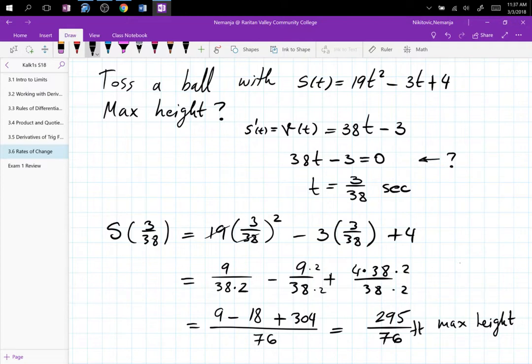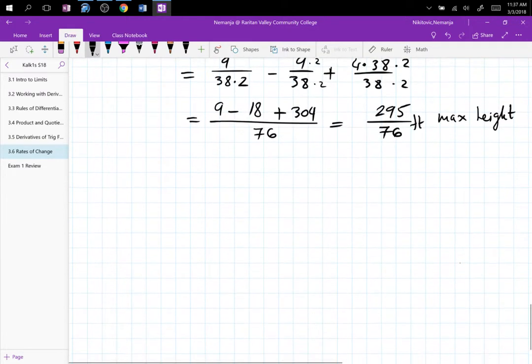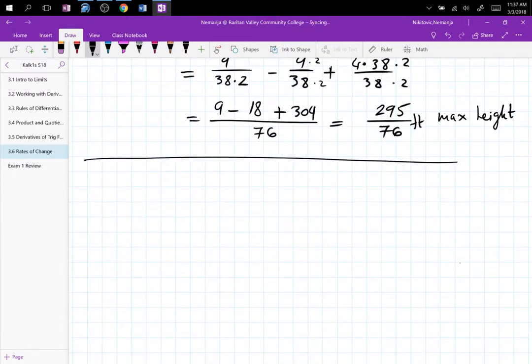You will deal a lot with, you already dealt a lot with growth models in your pre-calculus course.